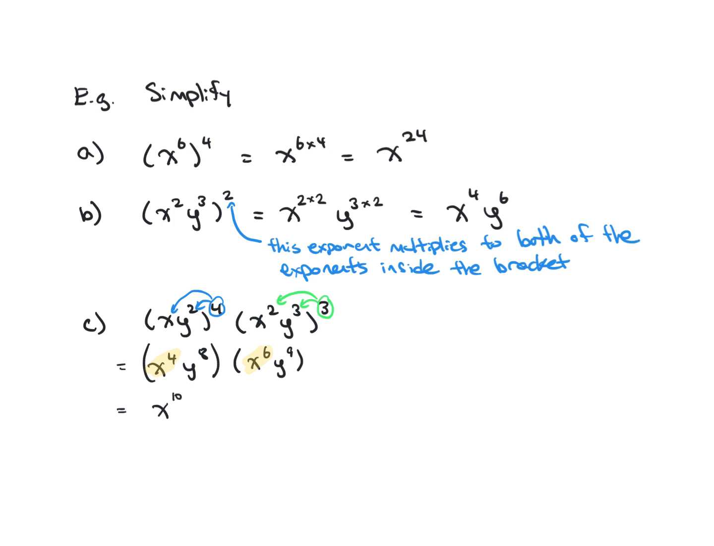And then if I look at the y's now, I've got y to the 8, so that's 8 y's multiplied together, times y to the 9, so 9 more y's multiplied together. All in all, that's 17 y's multiplied together, y to the exponent of 17. Okay, so there is the answer to part C. And in your homework, it might get a little more complex by adding division into it. So just combining the exponent laws for dividing powers of the same base that we did yesterday.